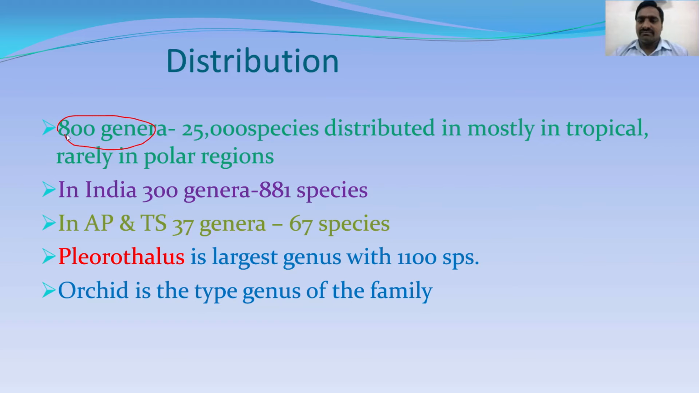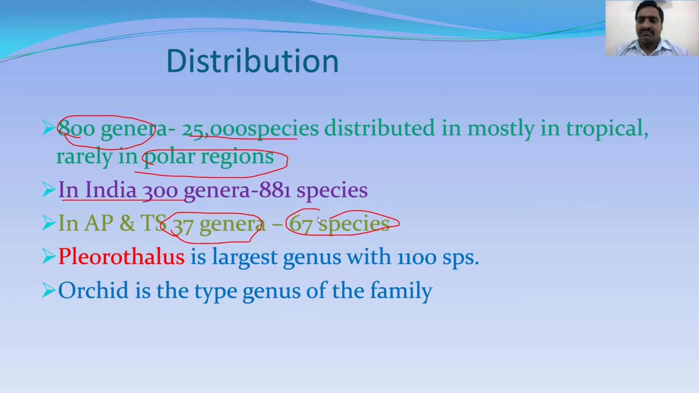So what is the distribution of this Orchidaceae family? Approximately 800 genera and 25,000 species are distributed. Mostly they are tropical, and rarely they are distributed in polar regions. In India, they represent 300 genera and 881 species. In our Telugu states, Andhra Pradesh and Telangana, 37 genera and 67 species are distributed.